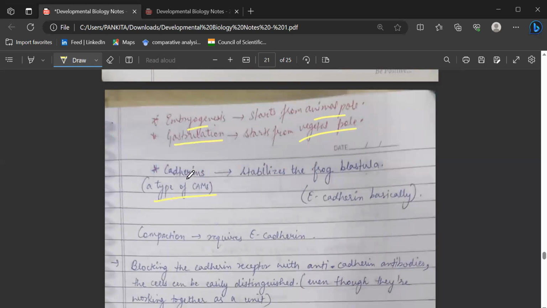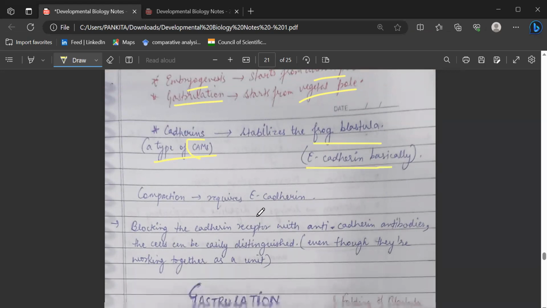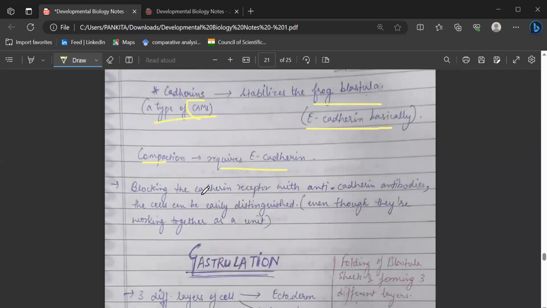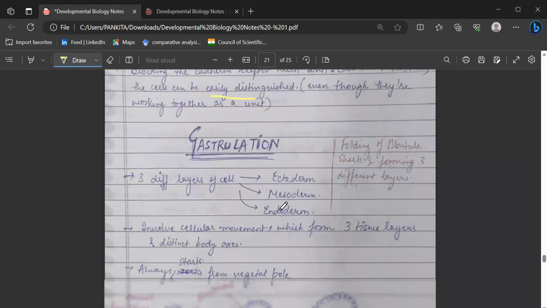Cadherins are types of cell adhesion molecules which stabilize the frog blastula. They are known as the E-cadherins basically. Compaction requires E-cadherin. When blocking the cadherin receptor with anti-cadherin antibodies, the cells can be easily distinguished even though they are not working as a unit.